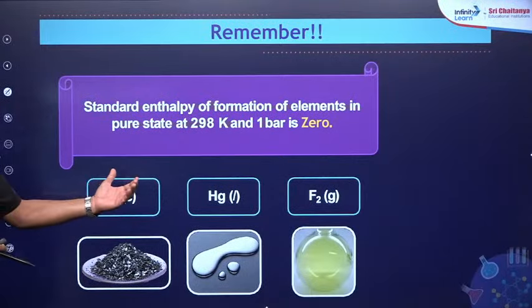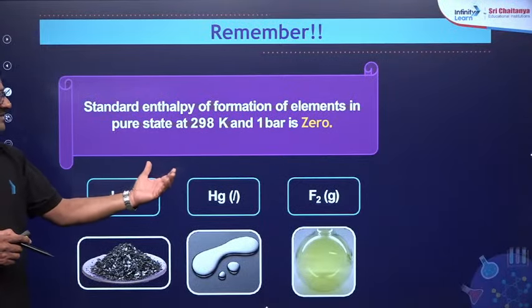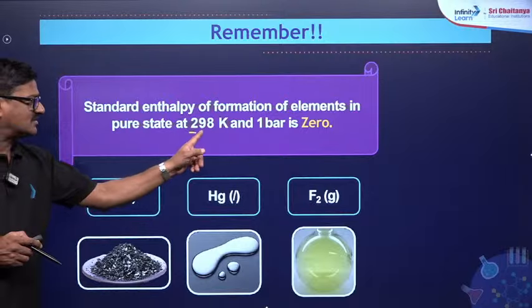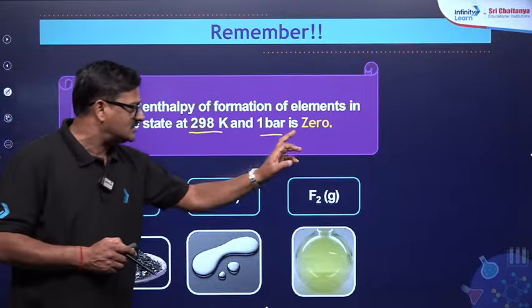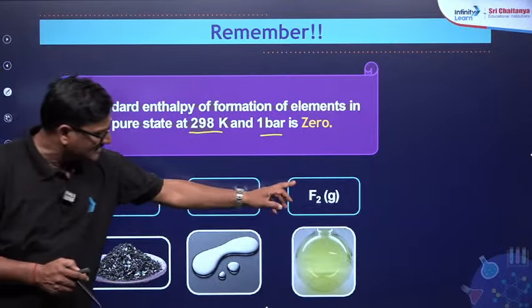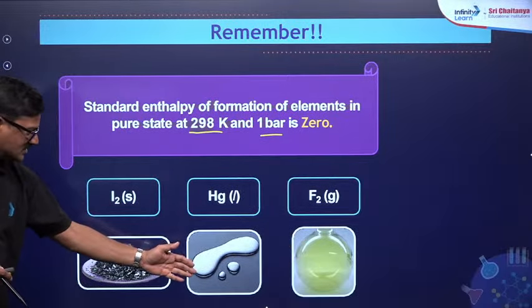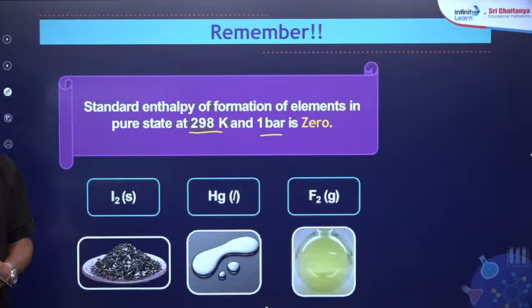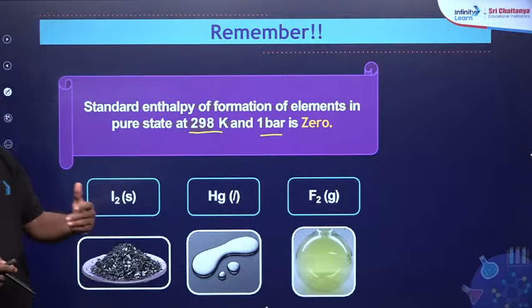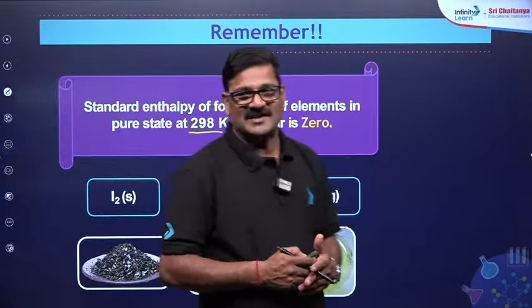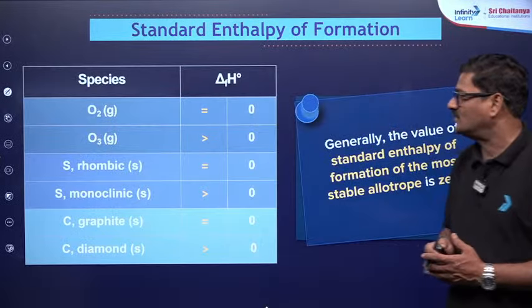Standard enthalpy of formation of elements in the pure state at standard state, at 298 Kelvin and 1 bar, is 0. Fluorine gas will be 0, mercury liquid will be 0, iodine solid will be 0. And some exceptions are also there. Some exceptions are also there. I am going to show you that.